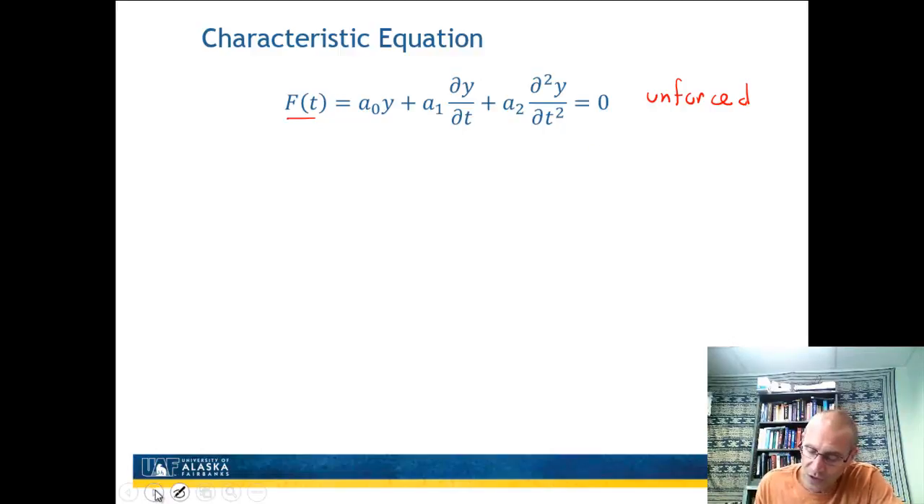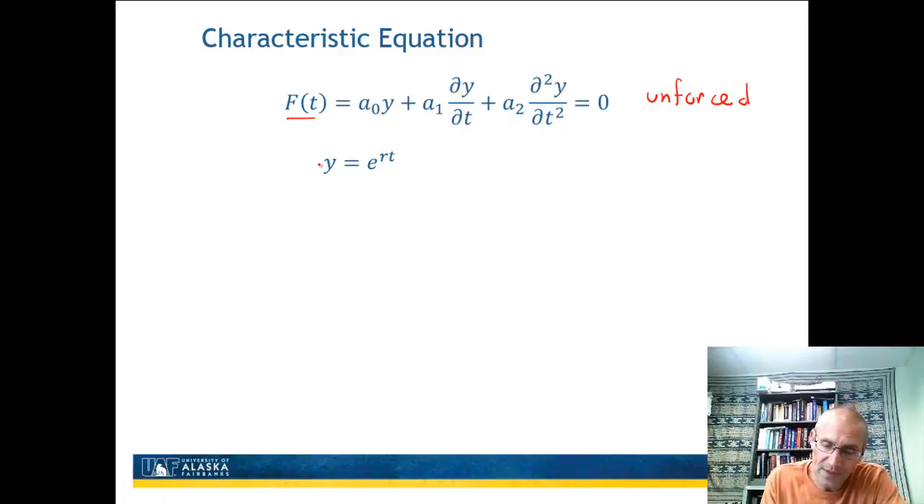So I set this equal to 0, and I want to go ahead and solve this. So now what I want to do is find out what y of t is. And the solution to this is going to be in the form that y is equal to the exponential of some value r times t.